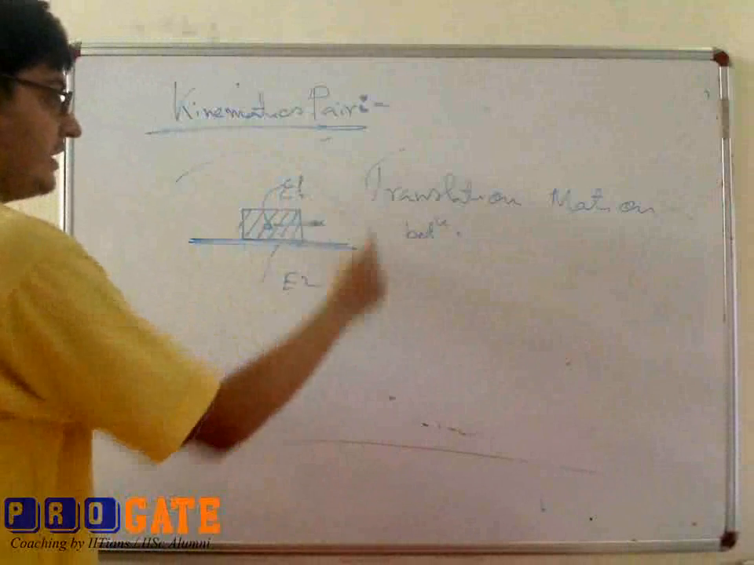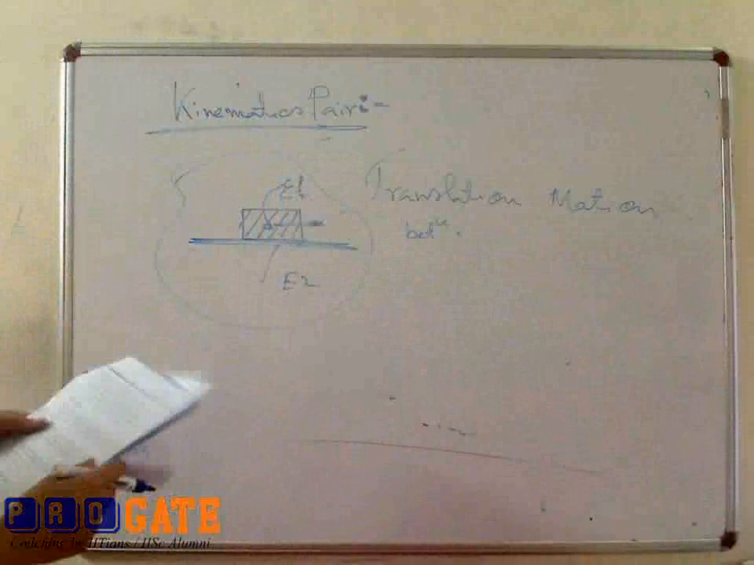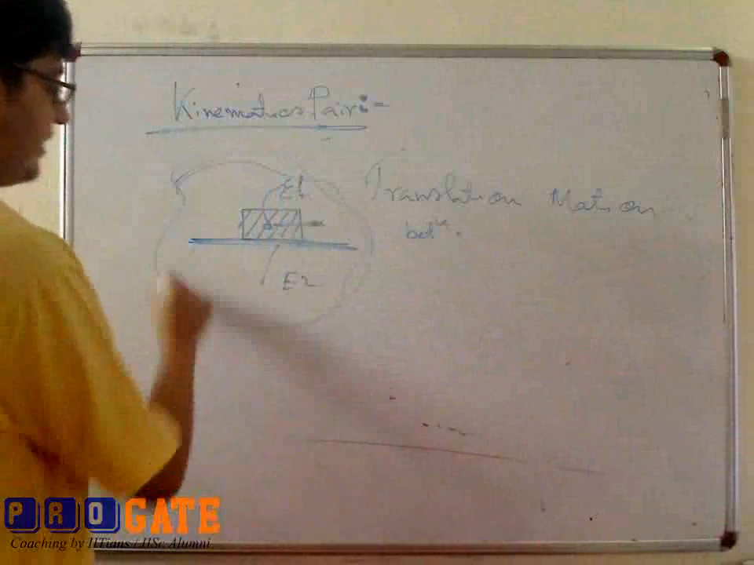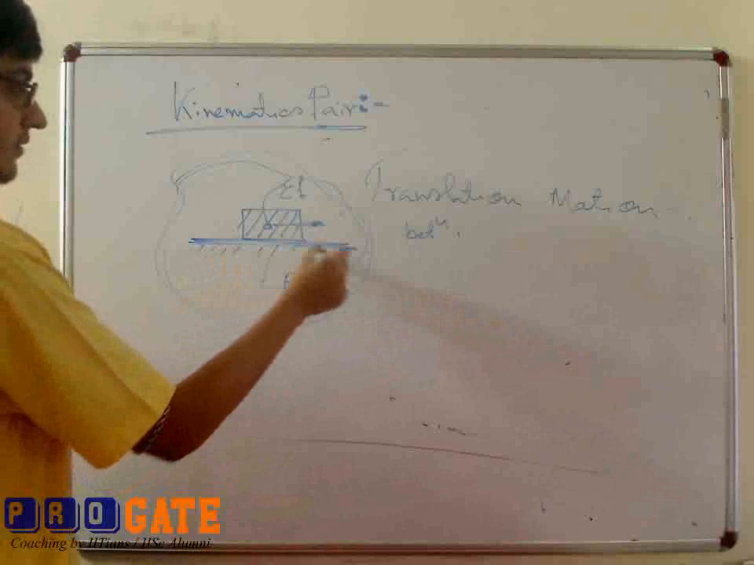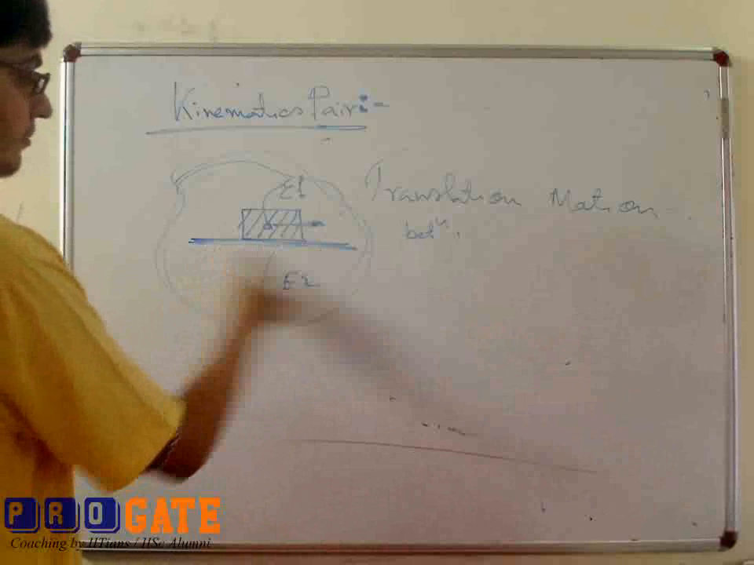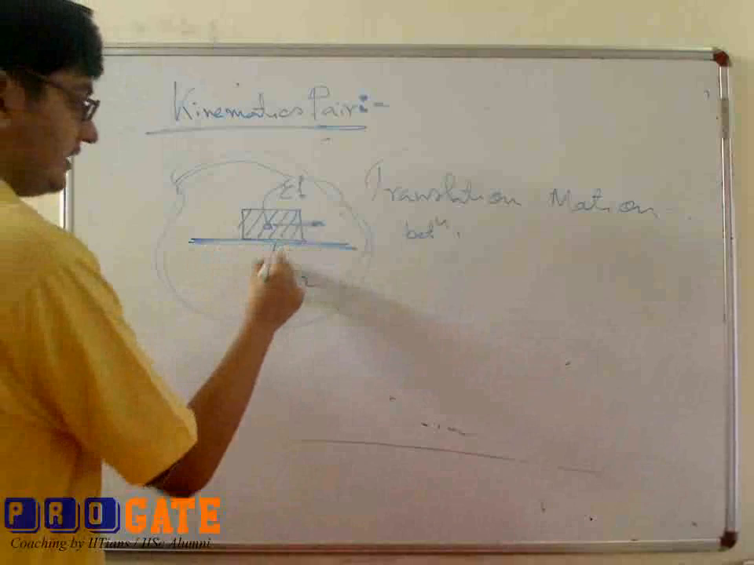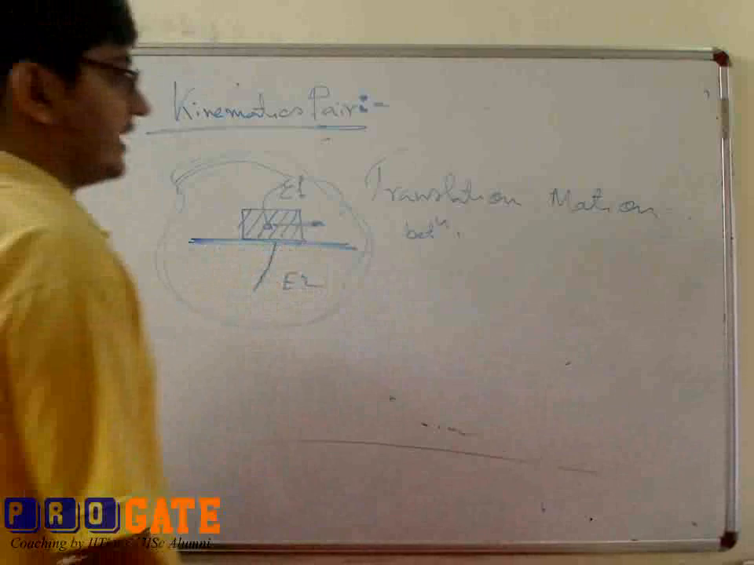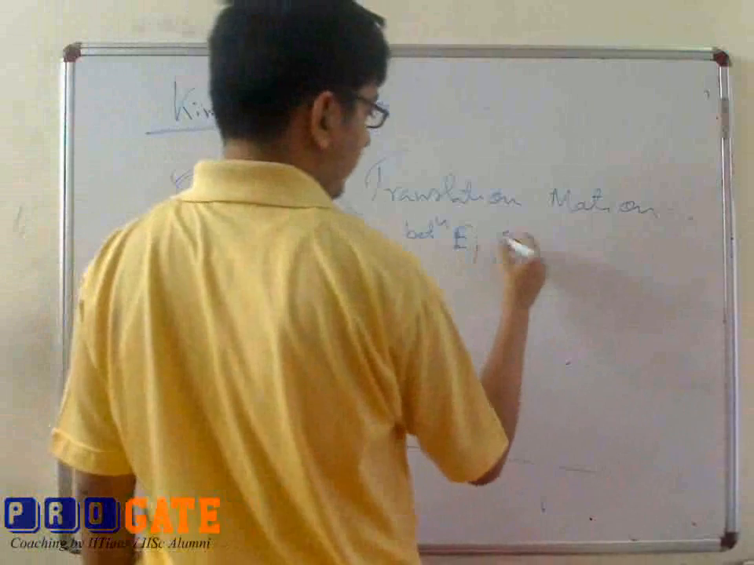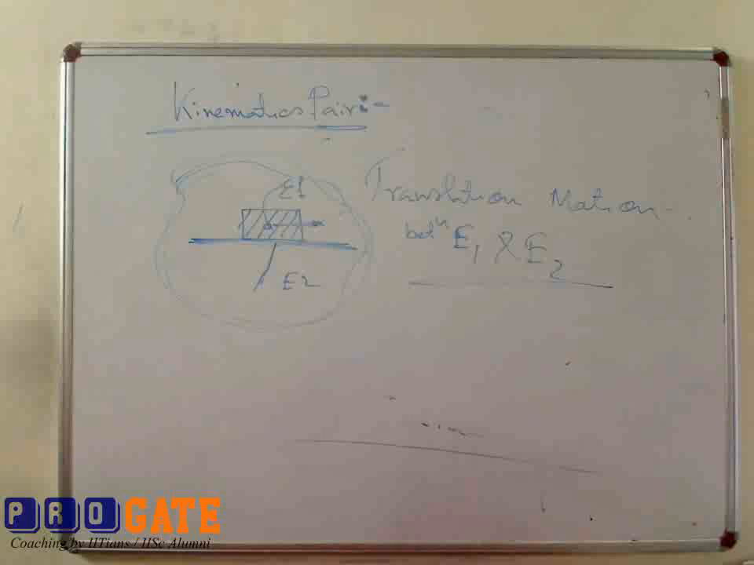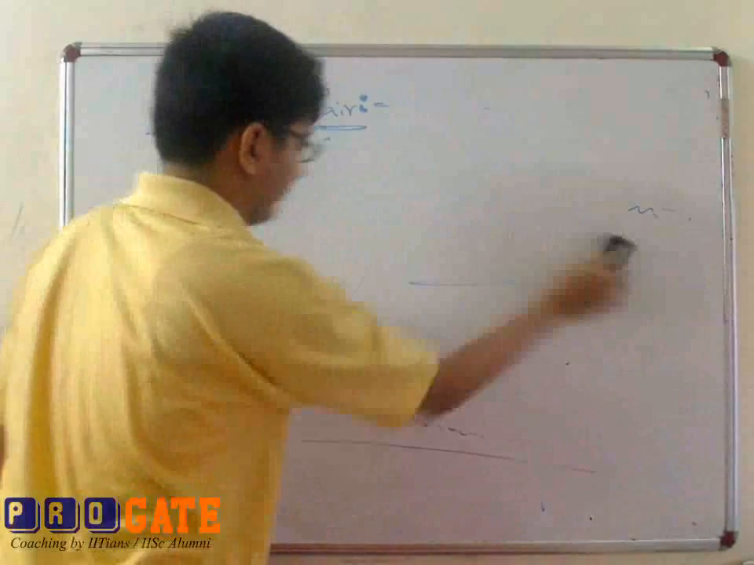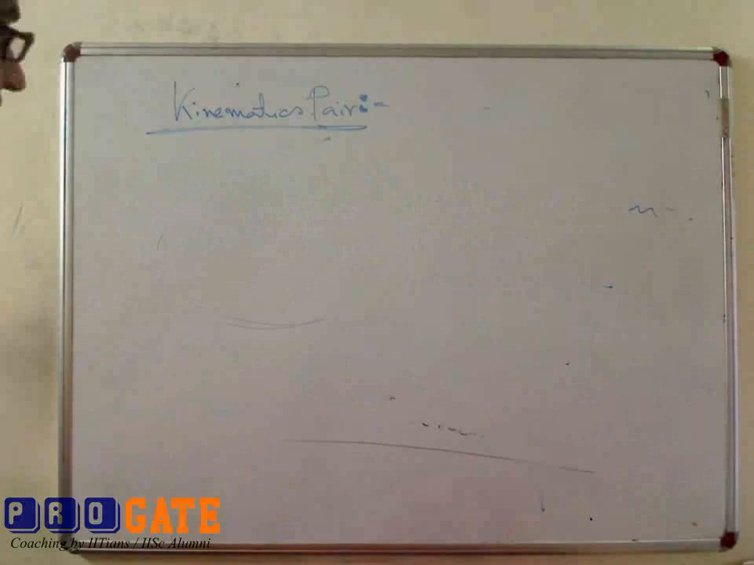So these are all kinematic links or a kinematic chain of a single link. If you fix this one thing, then it becomes a mechanism. So this is element 2. So translational motion between element 1 and element 2. So this is another kinematic pair. Depending upon the nature of contact between these two elements, I repeat, depending upon the nature of contact.